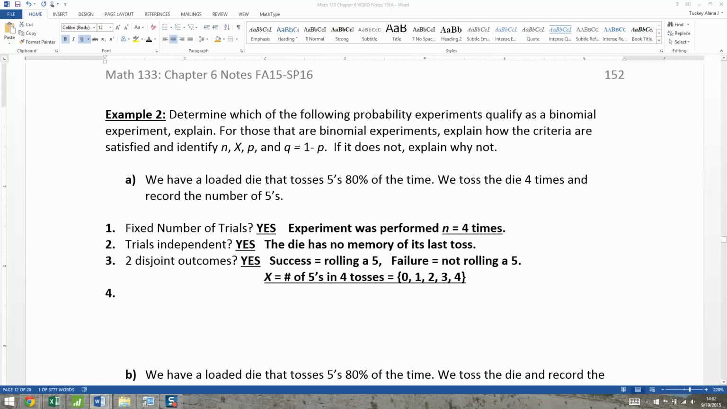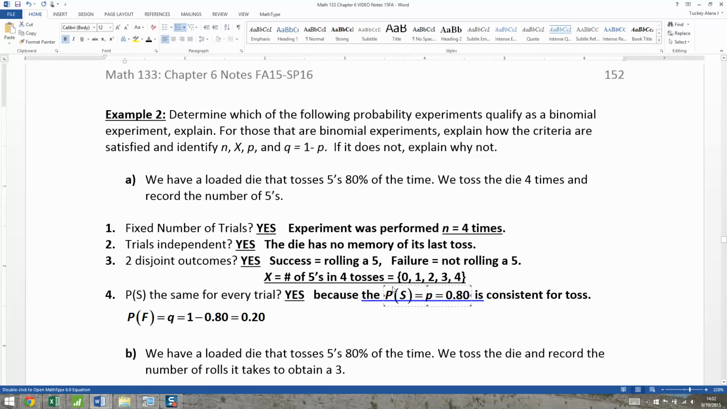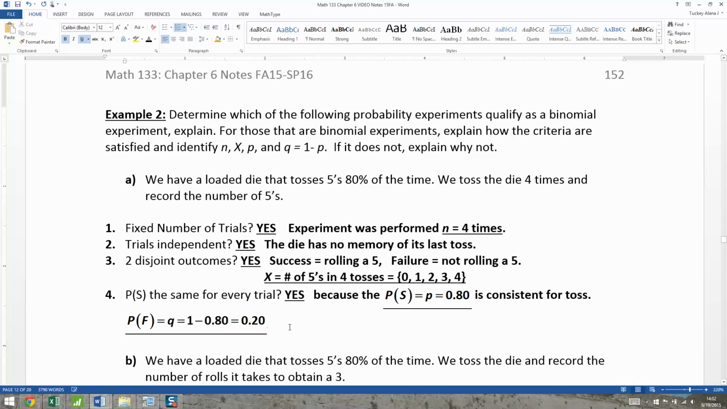Now, is the probability of success the same for every trial? Sure. It's not even because it's a loaded die, but that doesn't mean that it's not the same. This loaded die is set up to be 80%, so the probability of success is 80%. That means the probability of failure is 1 minus that. They're complements of each other. So this one is definitely binomial.